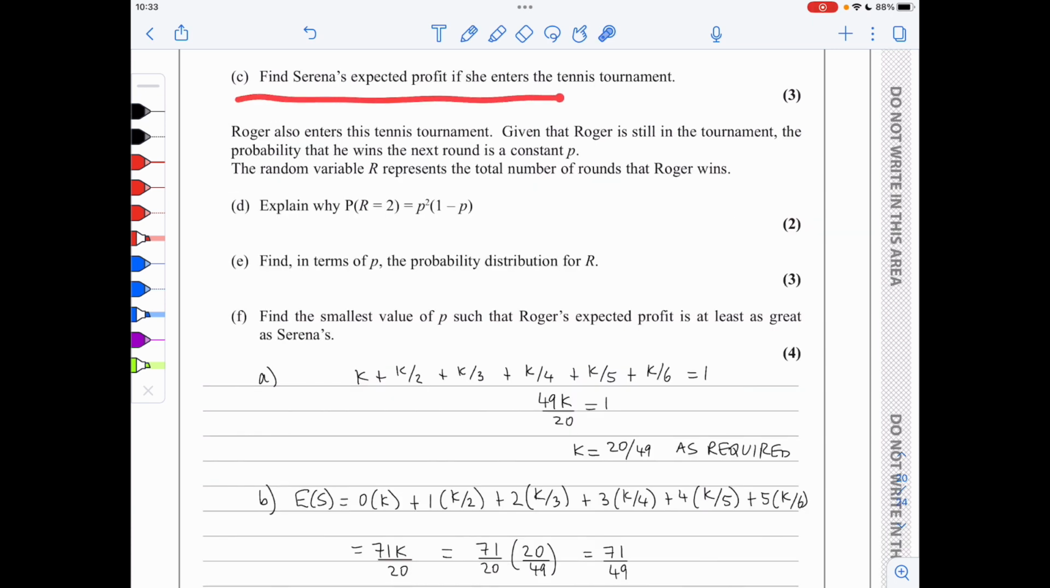In part C, we need to find the expected profit, and we know that she will be making a loss of $10 if she does not win the tournament, because that's the entry fee she had to pay to enter the tournament.